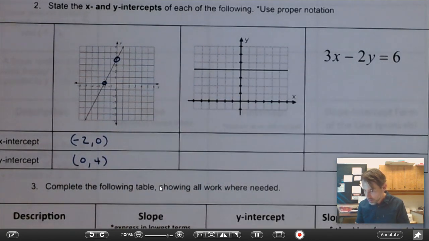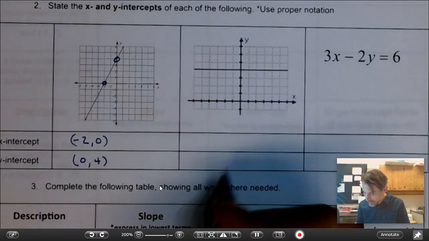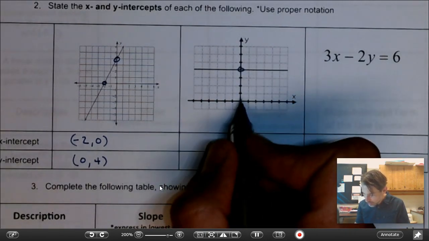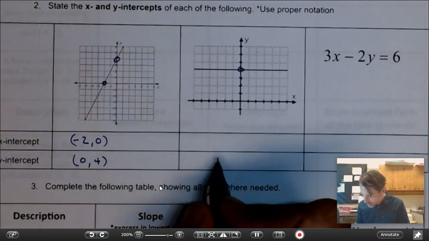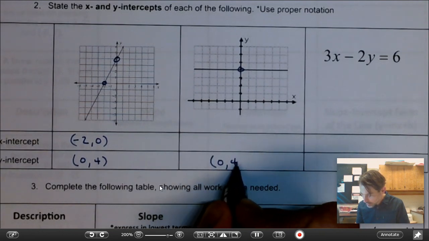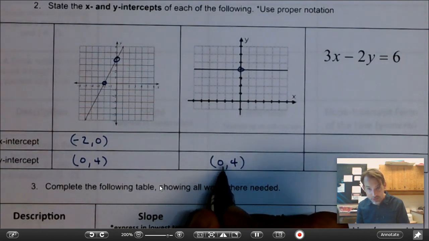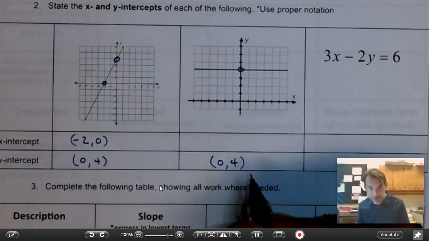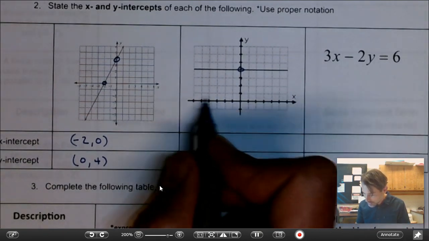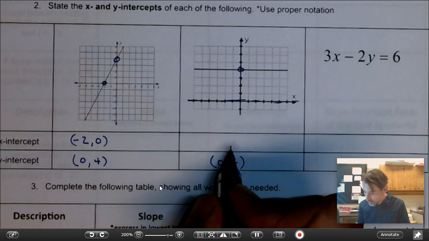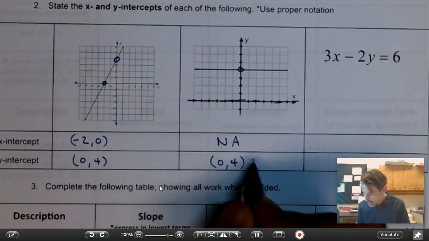This is a horizontal line, and it has a y-intercept also at 4 in the y, 0 in the x. These are always written alphabetically, so we always have the x first and the y next. And there is no x-intercept because this doesn't touch the x-axis anywhere. So you might say NA or none.